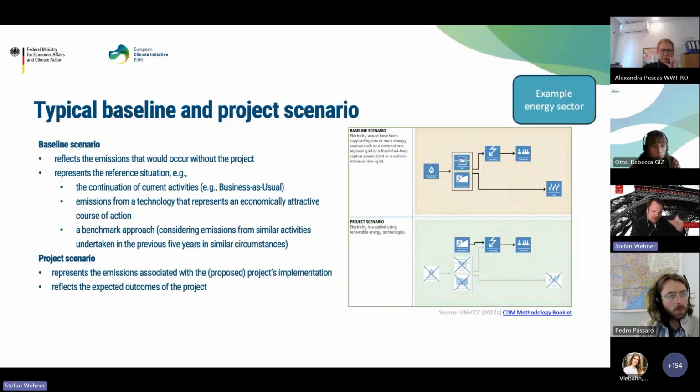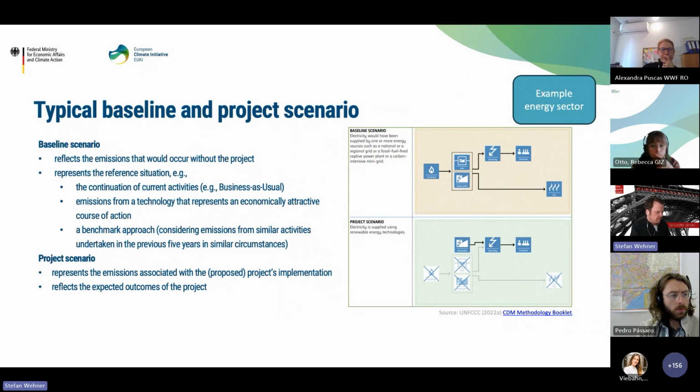So we need a reference case where we compare our new project situation, our project scenario, and then identify the difference between the baseline and project scenario. The project scenario, as I said, is the new situation after project implementation, and we need to identify if there are still emissions or not in your project.